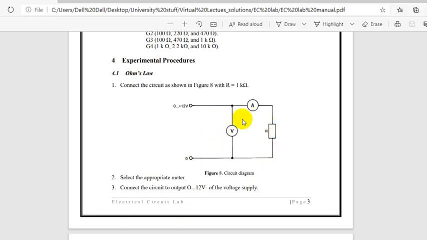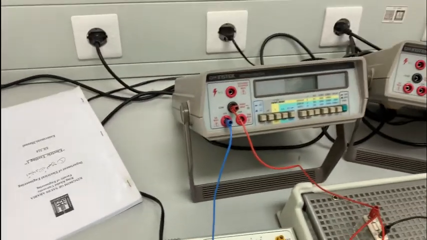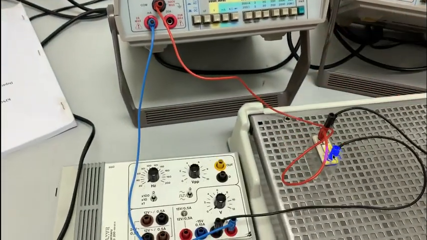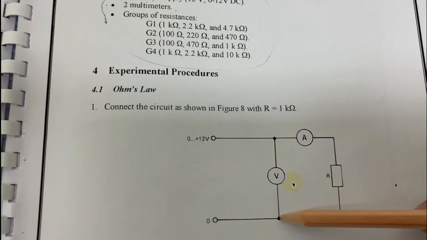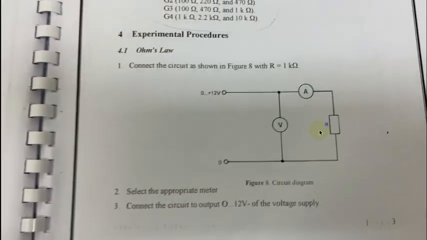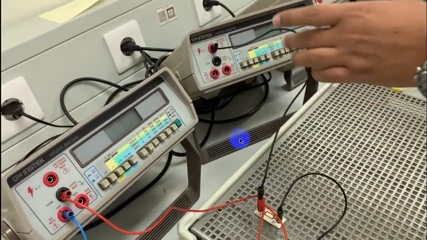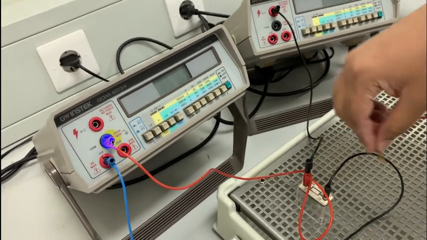Now we will connect the voltmeter. Voltmeter is easy. We measure the voltage across the resistor. So this is our closed circuit. We go from this point to the resistor, and from the resistor to the ground. Now I will connect from here to the voltmeter, from this point to this point, which is nothing but the resistor. One point goes to the voltmeter, and another point goes to the voltmeter common.